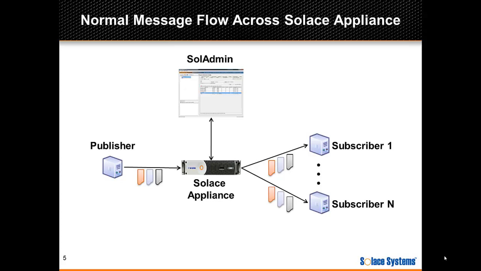The first scenario is set up as shown in this diagram. The publisher is sending messages to the Solace appliance. All the connected subscribers have matching subscriptions, so the Solace appliance will fan out messages to all subscribers. In this demo, there will be 5 subscribers.